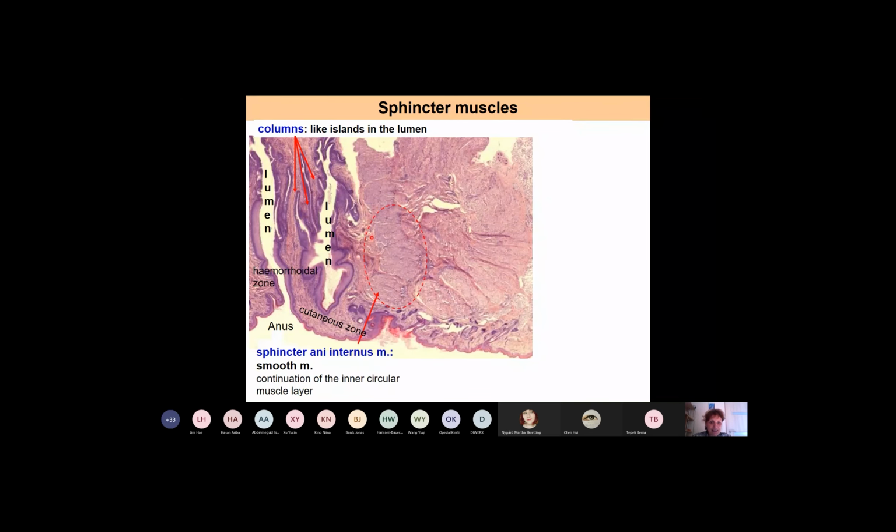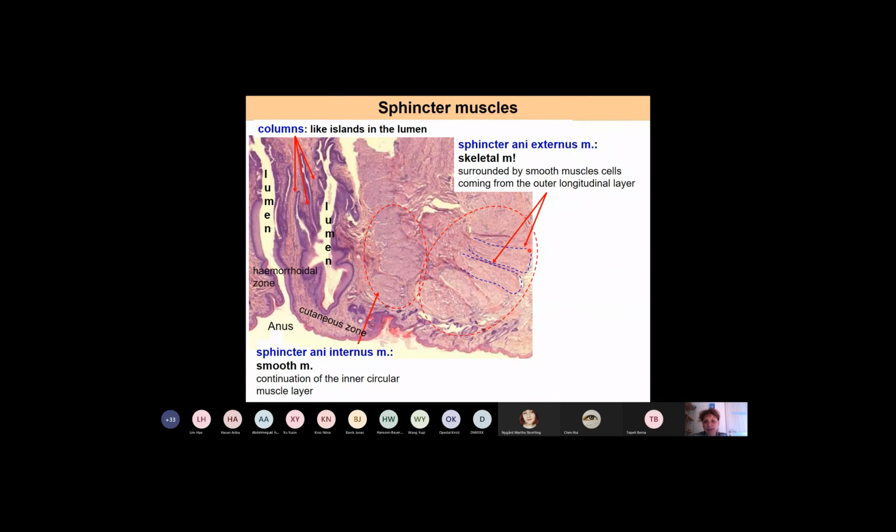On the right side, this is the gut wall, so the submucosa should be here, and then the muscular layer divides into two layers. The inner sphincter muscle, the sphincter ani internus muscle, is actually the continuation of the inner circular muscle layer, and this is a smooth muscle. The outer is a skeletal muscle, as I mentioned, but in newborn babies, and the slides are made from a newborn, it is smooth muscle, yes?